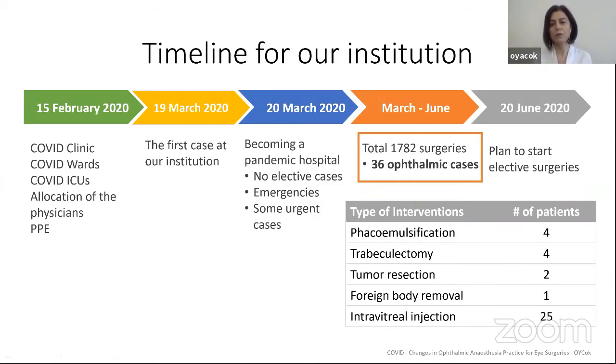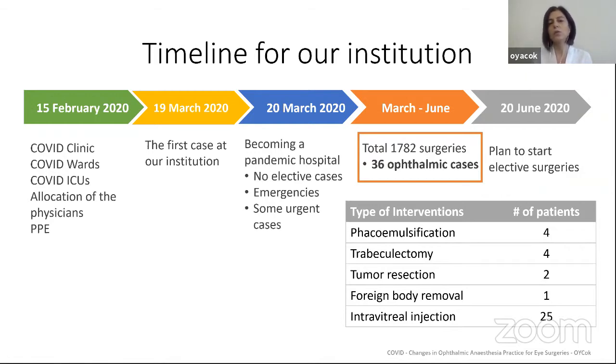Actually, we started with the governmental regulations, but before the confirmation of the first COVID positive case in Turkey, we started to prepare the clinics, wards, and ICUs for COVID, and we allocated the physicians according to their specialties to work in these parts. We started producing our own PPE within our institution. After the first case at our institution and becoming a pandemic hospital, we stopped all elective cases and took only emergency cases. During this time, we had around 1,800 surgeries, of which 36 were ophthalmic cases. These were real emergencies like foreign body removal or some tumor resections.